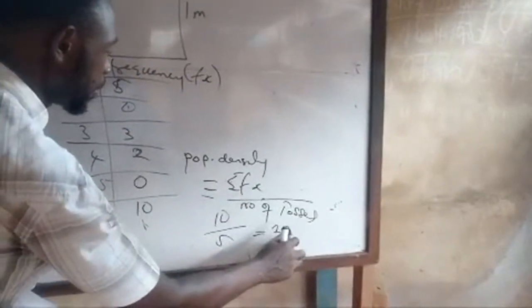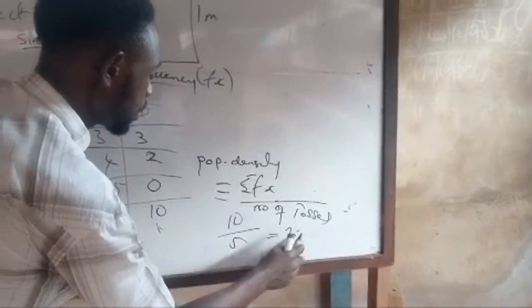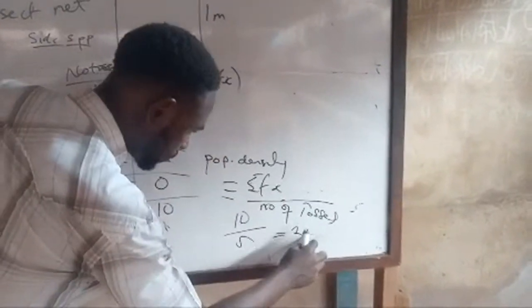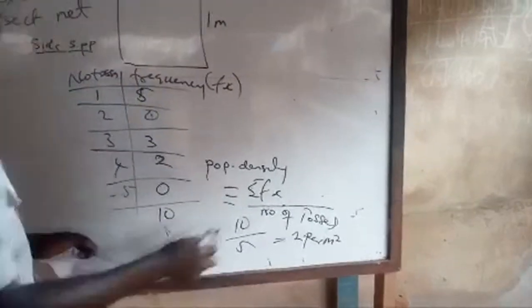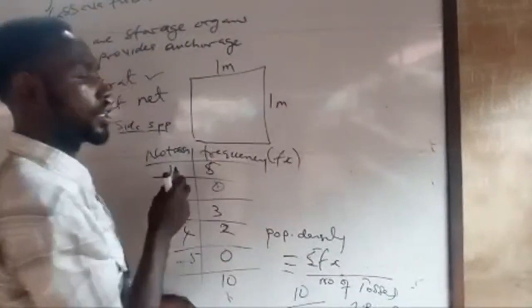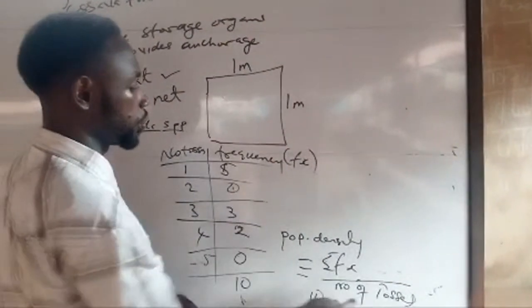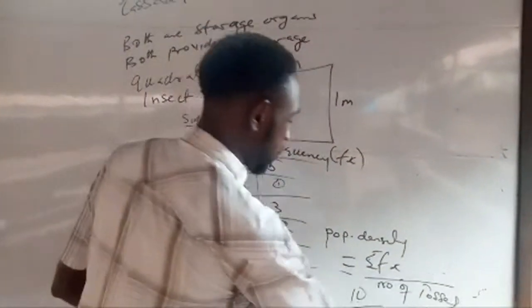We throw this thing 5 times. So what do we have here? We have 2 per meter square. Exactly, 2 per meter square, in the sense that the area of the quadrat is 1 times 1. If the area is 2 times 3, it becomes 2 per 4 meter square. So here represents our population density case.